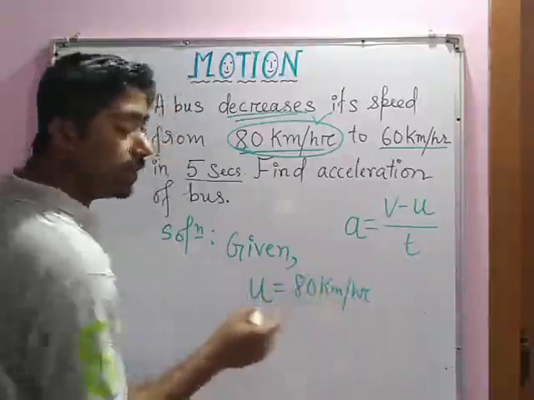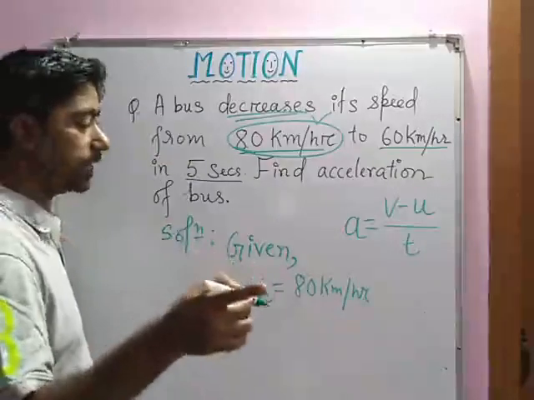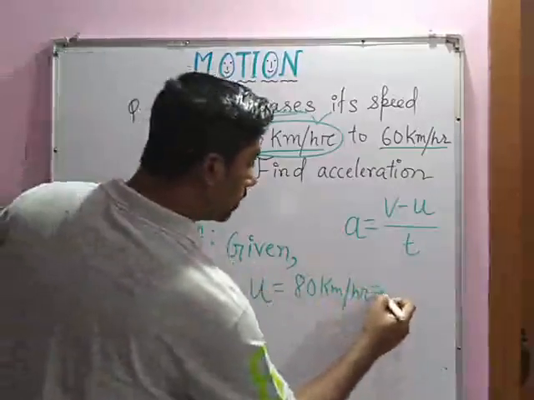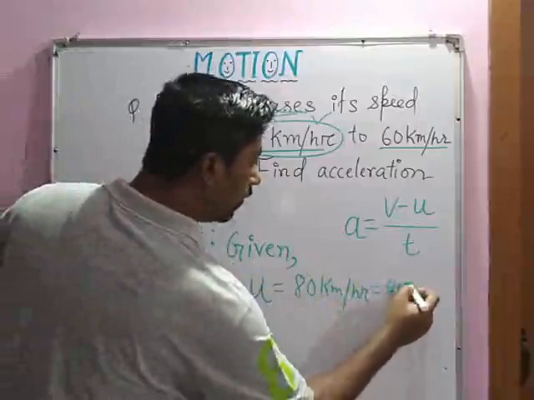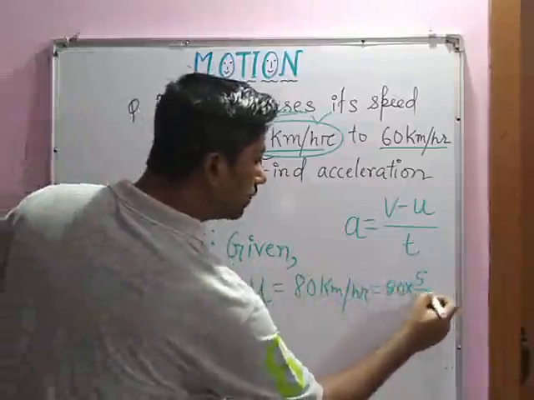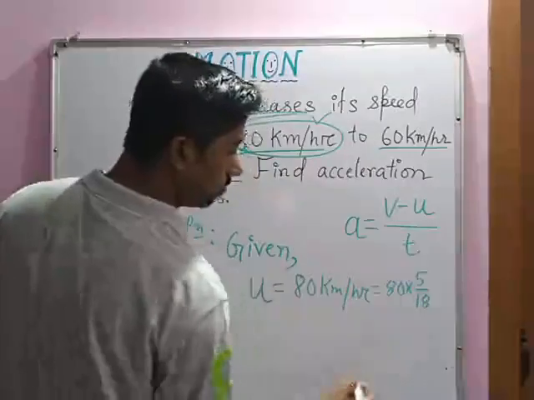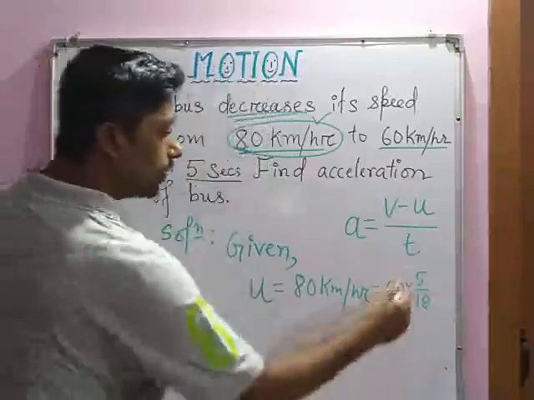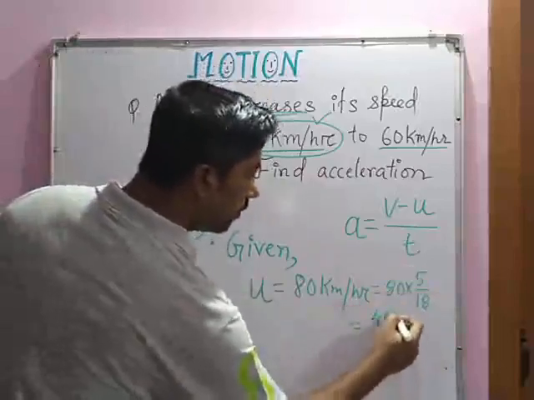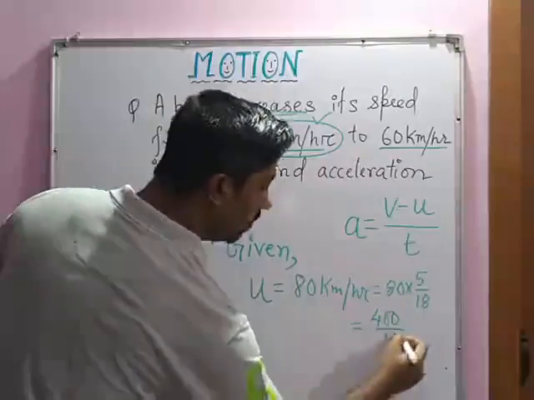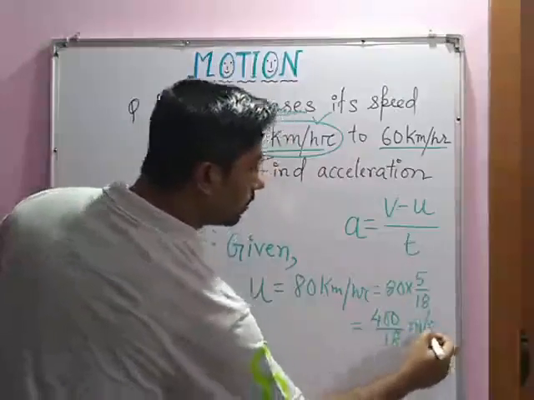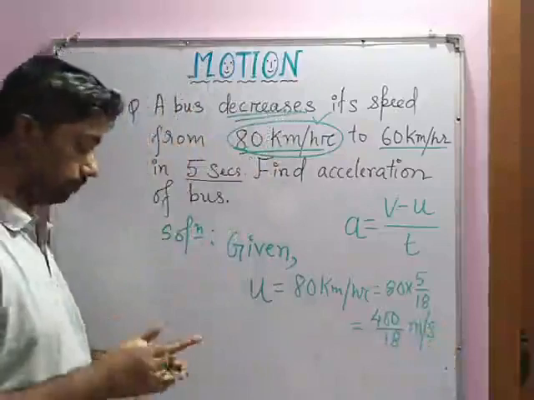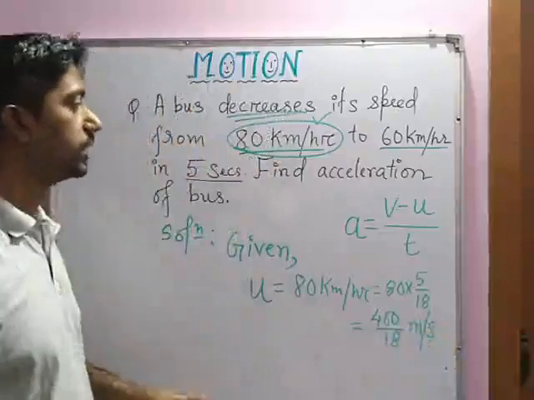Now to convert this kilometer per hour to meter per second, I hope you have learned this, we multiply by 5 by 18. So you need to carry out this calculation: 5 into 400 divided by 18 meter per second. This is your first step.